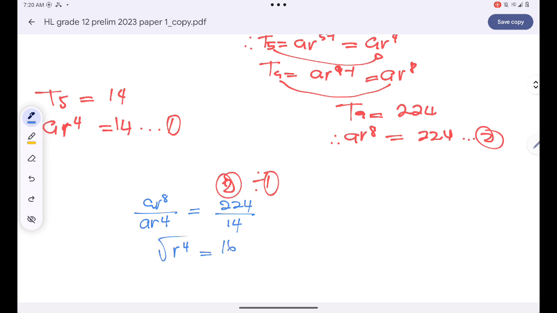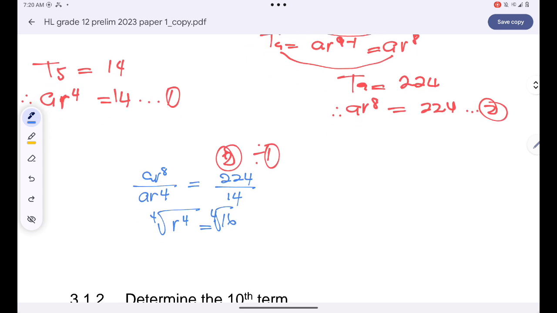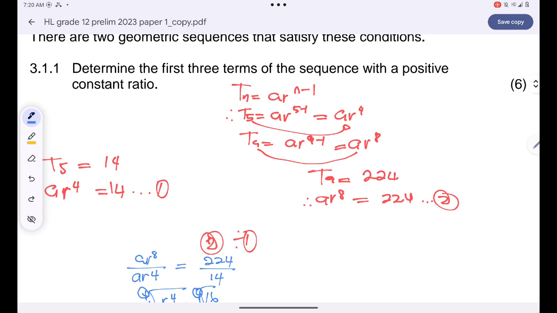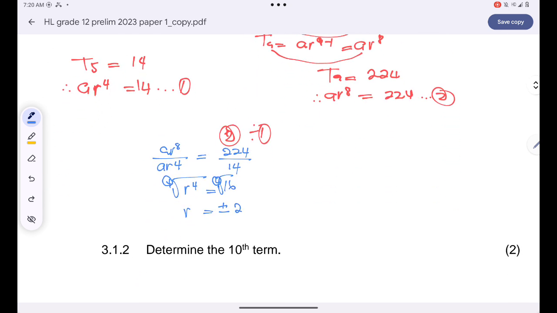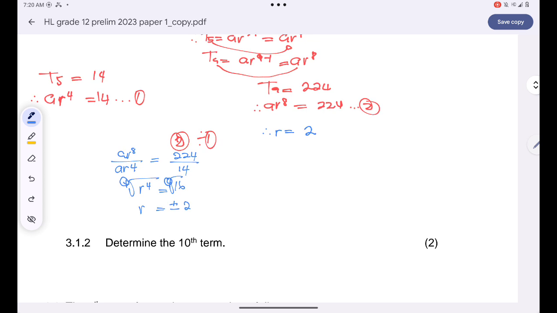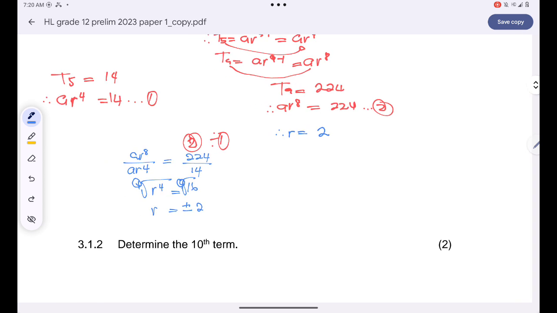So I can simply find the fourth root over there, and since my root is an even number, the right-hand side should say plus or minus. But we were told to find the first three terms with the positive ratio, and hence our r is just equal to positive 2. Then all you have to do is find the value of a.